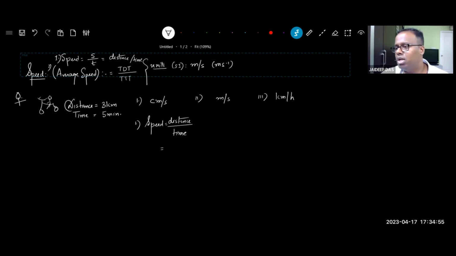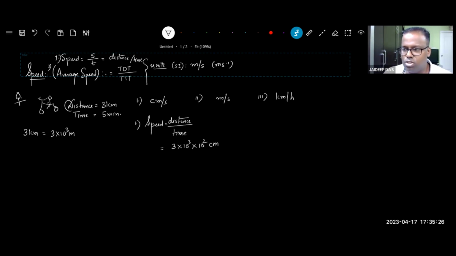So how do we calculate distance over time? We want the distance to be in centimeters. 3 kilometers means 3 into 10 to the power 3 meters, and every meter is again 10 to the power 2, then it becomes centimeters. How many of you understood? How many did not understand this part? How did I convert this? We are given 3 kilometers, right? How much is 3 kilometers in meters? 3 into 10 to the power 3 meters. Did you understand this? Kilo means 10 to the power 3.